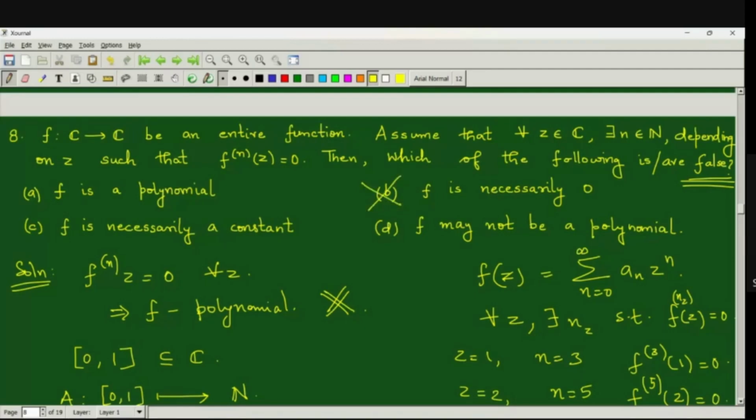This is how f is a polynomial, and this is how the statement that f is necessarily 0 is wrong. That f is necessarily constant is wrong because we can just take the identity function. For each set, you can take m to be 2. That f may not be a polynomial is also wrong. f is in fact a polynomial. Got the answer? Yes. Okay.